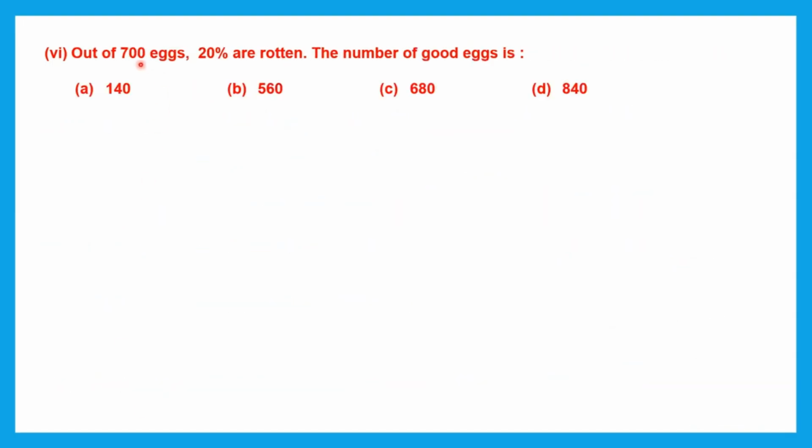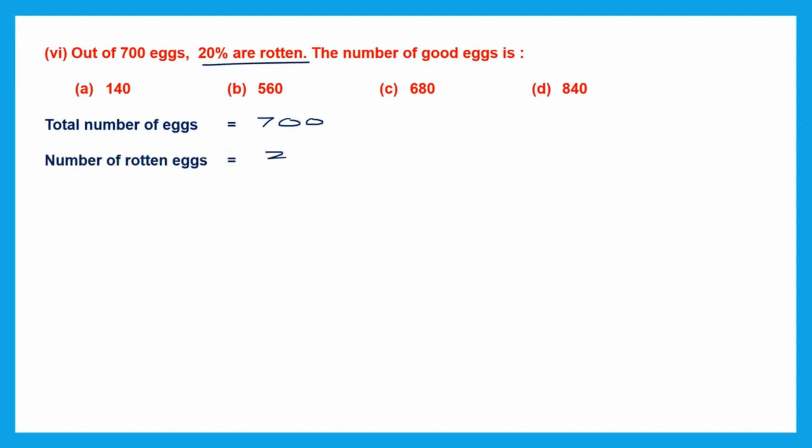Question 6. Out of 700 eggs, 20% are rotten. So the number of good eggs is what? Okay, so what is given to us? The total number of eggs is given to us, that is 700. Out of that, 20% are rotten. So the number of rotten eggs will be 20% of 700. So that will be 20 by 100 into 700. Now I can cancel 100 and 700, make it 7. So 20 into 7 is 140. So the number of rotten eggs is 140.